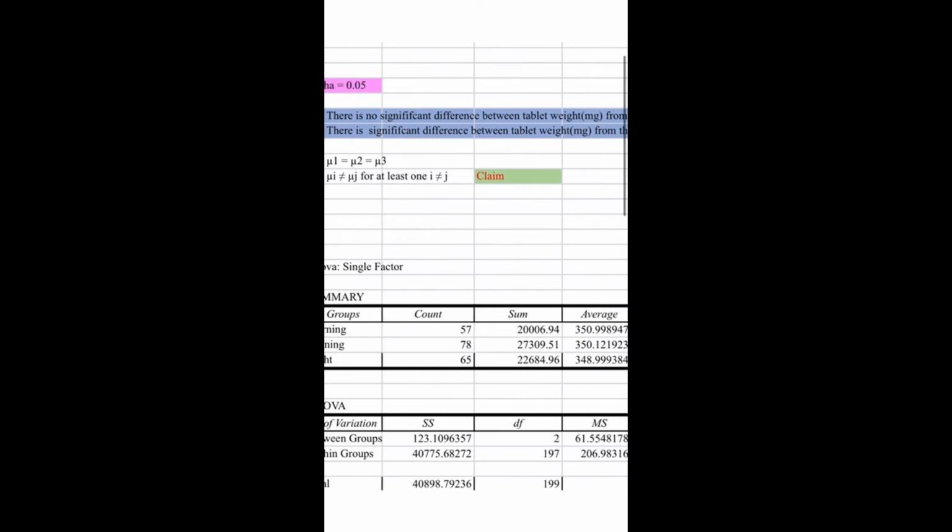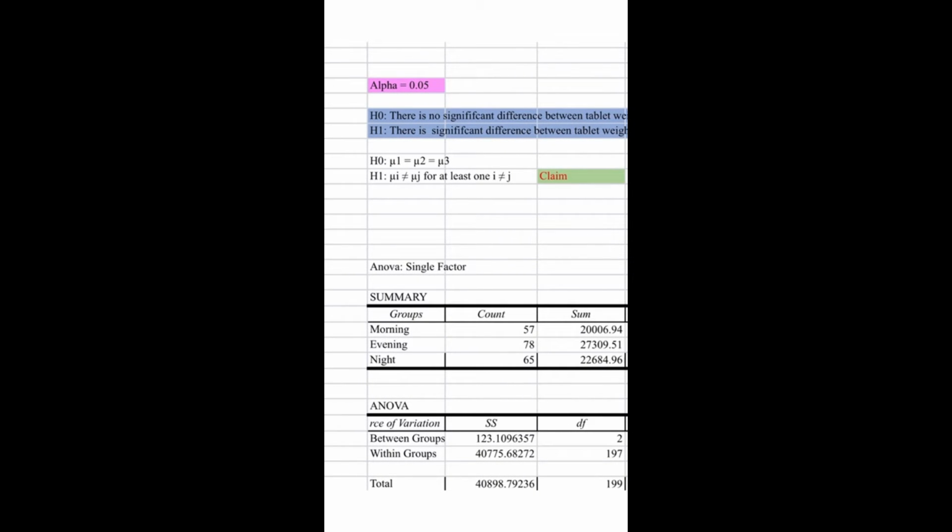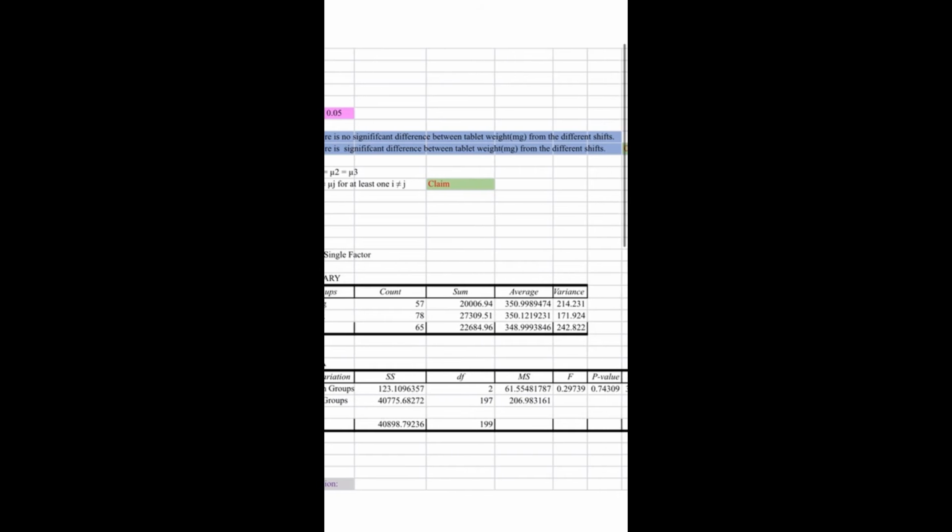So in this we can consider that if the p-value is greater than alpha, then we accept. If the p-value is less than alpha, then we reject. So this is the ANOVA single factor and the summary table over here, showing the morning, evening, night shifts, the count, the sum, and the average. And this is the ANOVA other summary. So the conclusion for this is that the output p-value is equal to 0.7431, suppose we chose alpha 0.05. Noticeably, the p-value is greater than 0.05, then we fail to reject the H naught, and we conclude that there's no significant difference between the tablet weights.